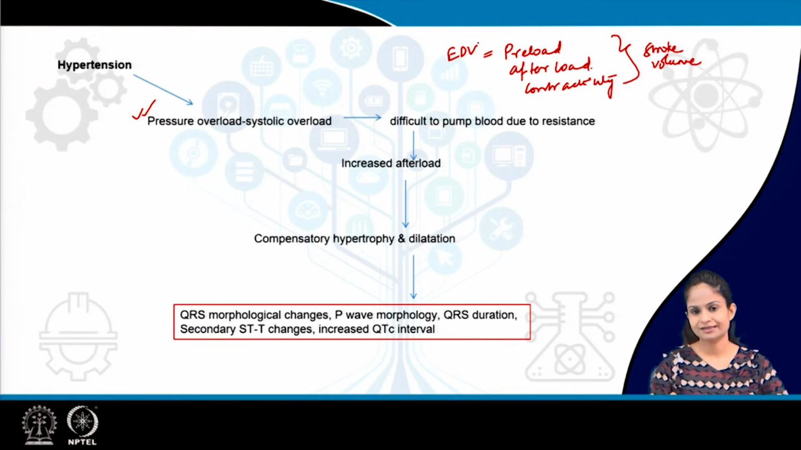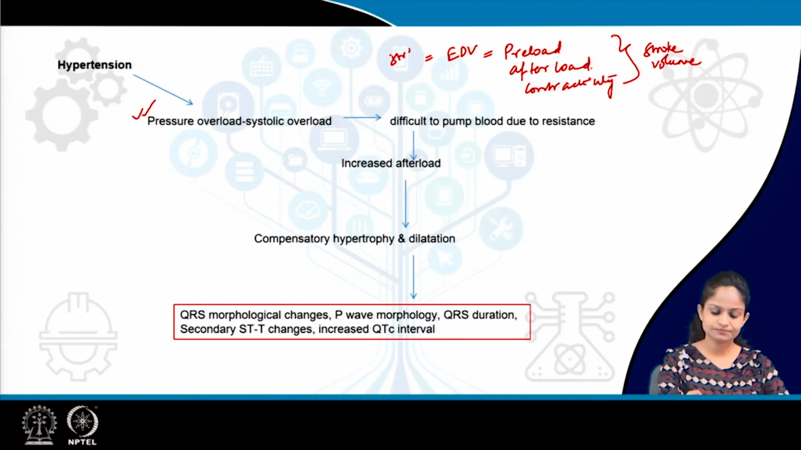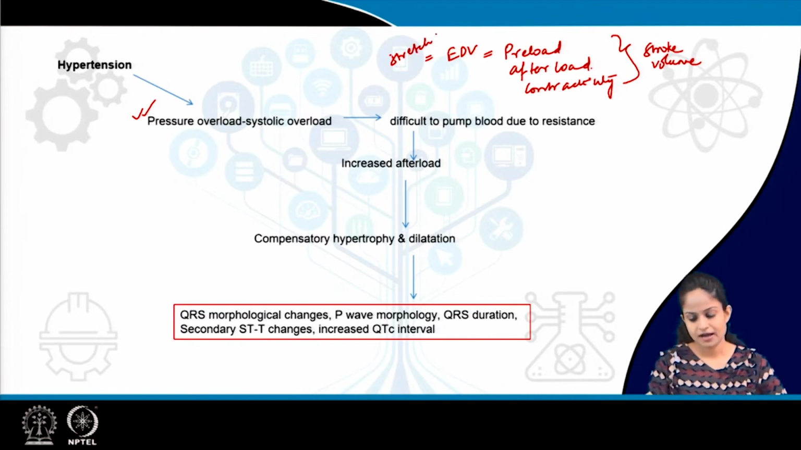When the atria contract fully and there is filling of the ventricles, that filling of the ventricles is known as end diastolic volume. So, this is nothing but the stretch. The more the volume is present in the ventricles, the more will be the stretching of the ventricles, the more will be the pumping of the blood out of the ventricles. So, that is as per the Frank-Starling's law.